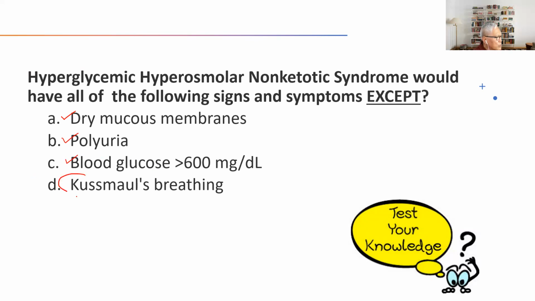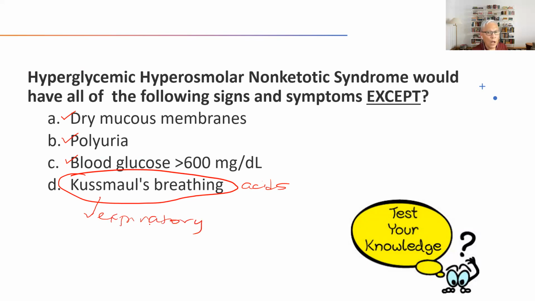But Kussmaul's breathing is an effort by the body to get rid of acids. You remember that Kussmaul's breathing is an exaggeration of the expiratory phase. So the patient is going to try to blow off the excess acids by blowing off carbon dioxide. So Kussmaul's breathing is found in DKA due to the compensatory mechanism of the respiratory system to eliminate carbon dioxide and therefore decrease your acids. Okay? All right.